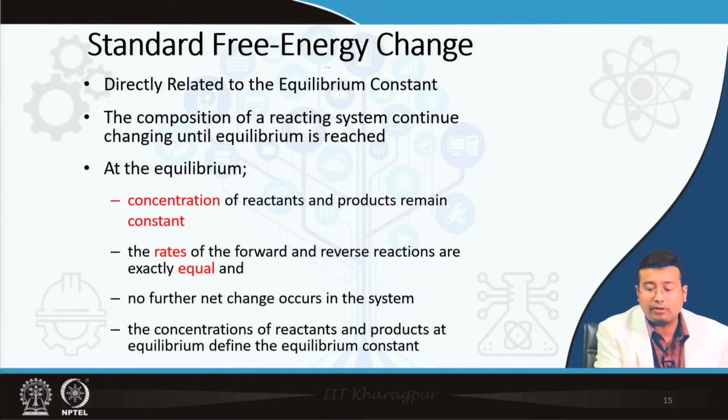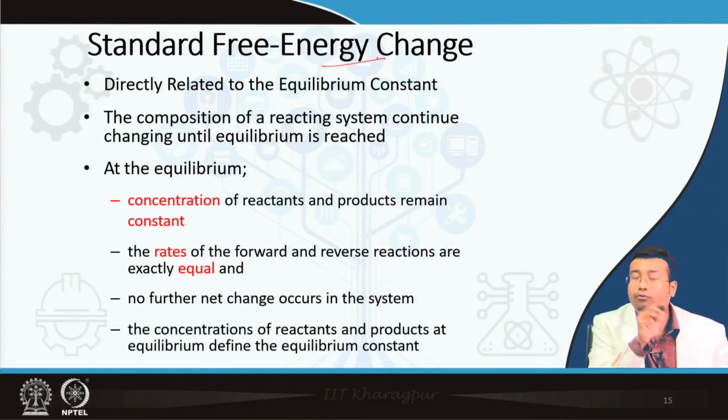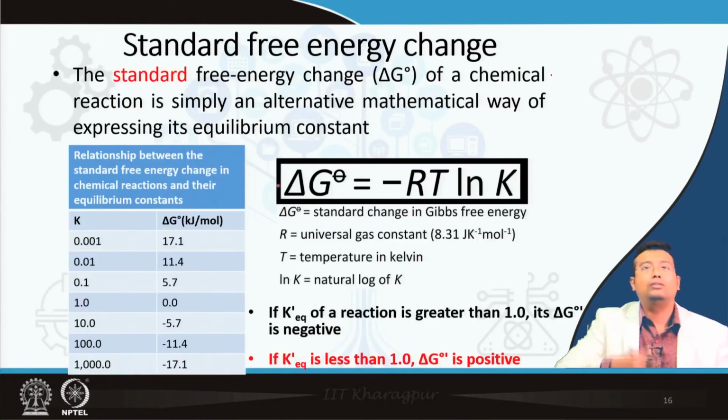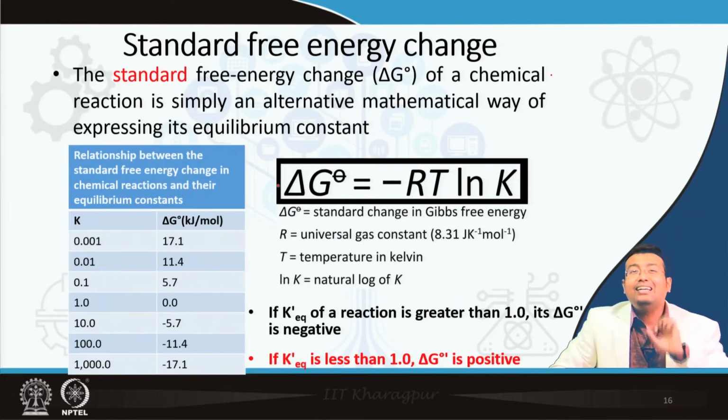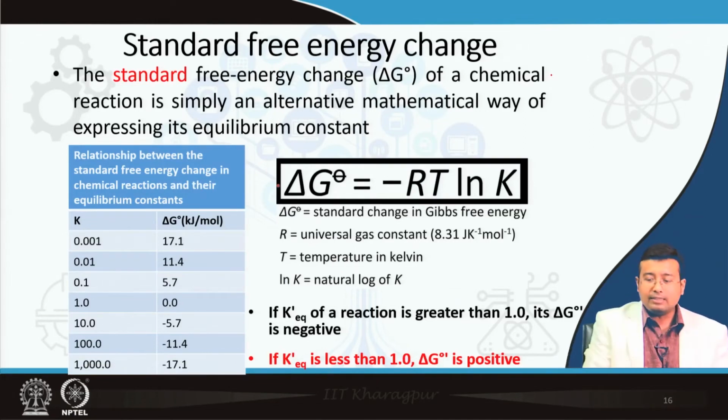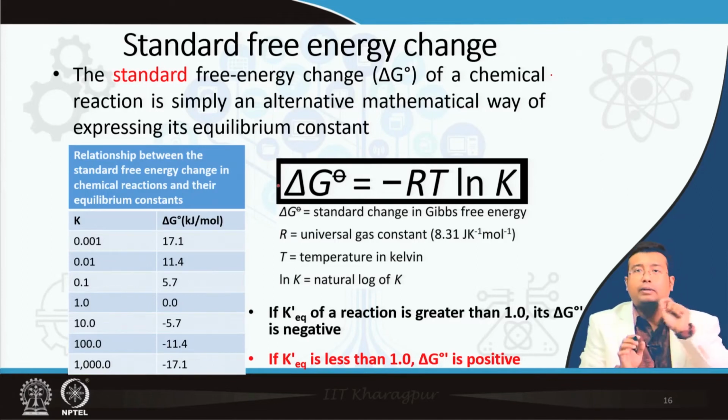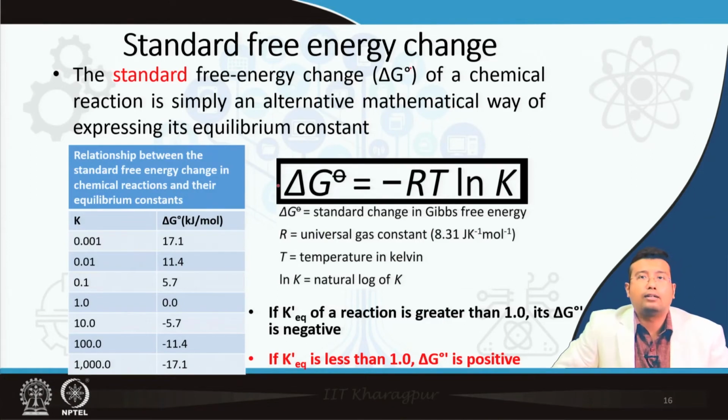So what is this standard free energy change? As I told you, free energy is always denoted by capital G, and change in free energy is delta G. So we have defined K, and we have defined delta G. Let us see how these two are related. Whenever we say standard free energy, it has a specific symbol, a 0 sign, so delta G naught. It is an alternative mathematical way of expressing the equilibrium constant.